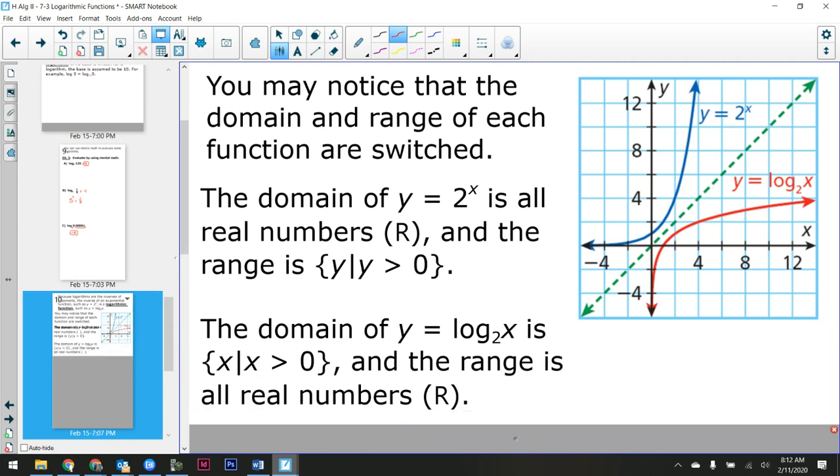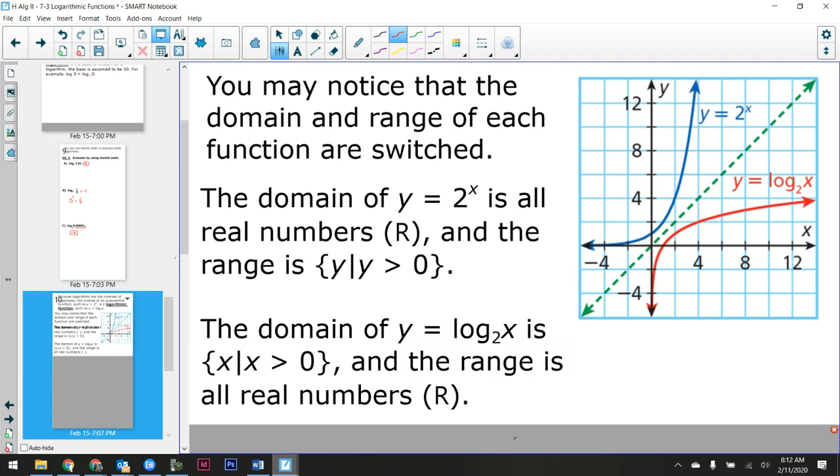The domain is x is greater than 0. The range is all real numbers for the logarithmic, because it flipped from the exponential. The domain of the exponential was all real numbers, and the range was y is greater than 0. So now transferring it into logarithmic, it flips because it's the inverse. The domain is now x is greater than 0, and the range is all real numbers.